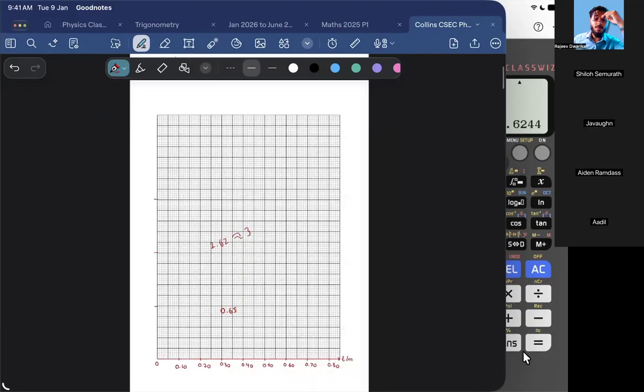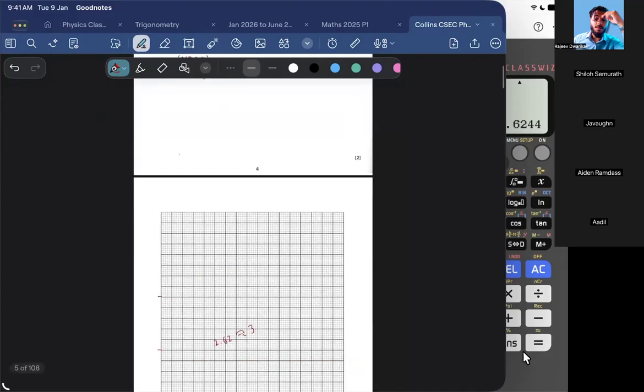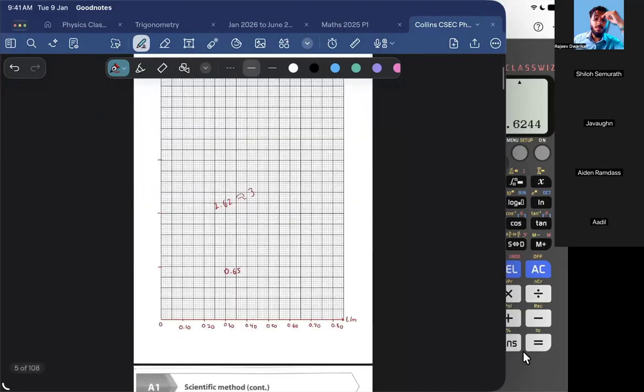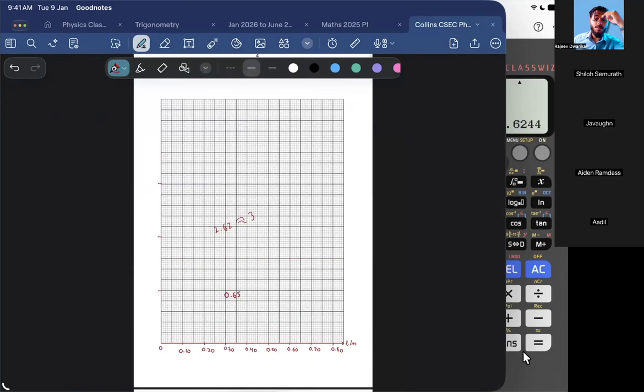Even that, but it depends on how the graph was given, eh? Sometimes CXC just give different graphs. So it really depends on how the graph was presented to you.